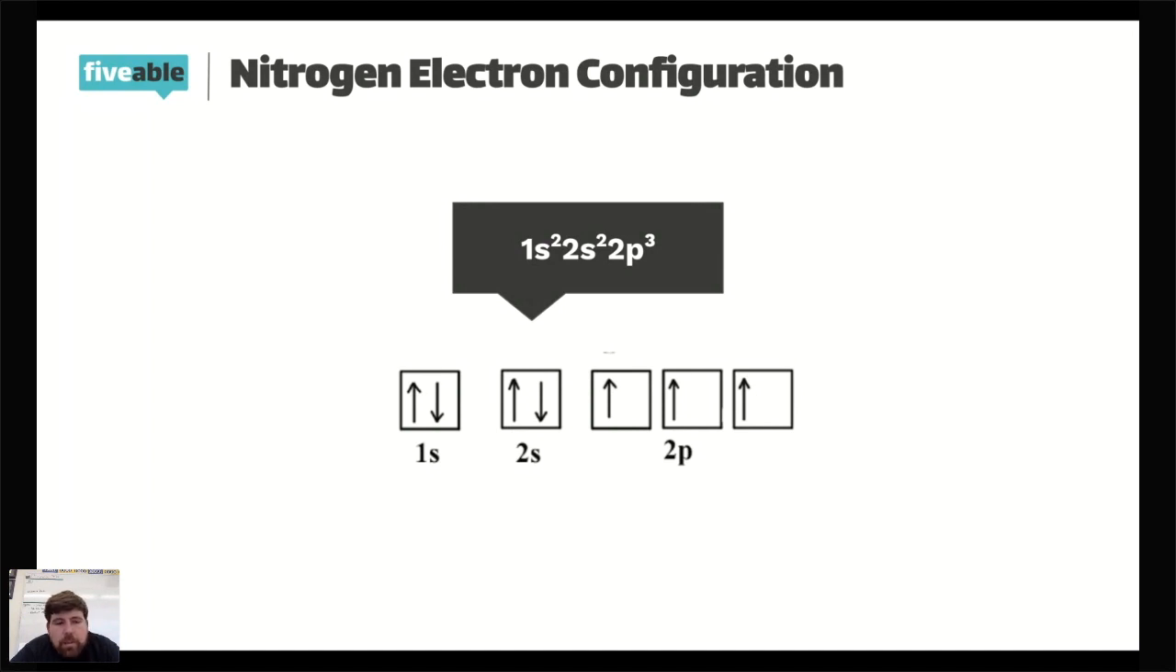A couple of language terms come with this. We know that the 1s orbital has paired electrons, the 2s has paired electrons, and nitrogen has 1, 2, 3 unpaired electrons. They have a total of 3 unpaired electrons.